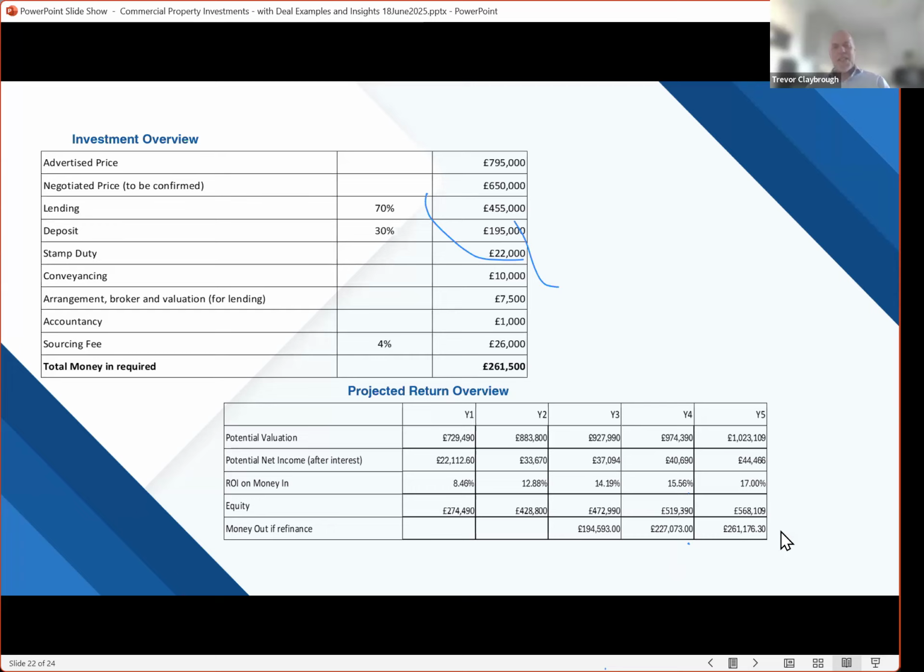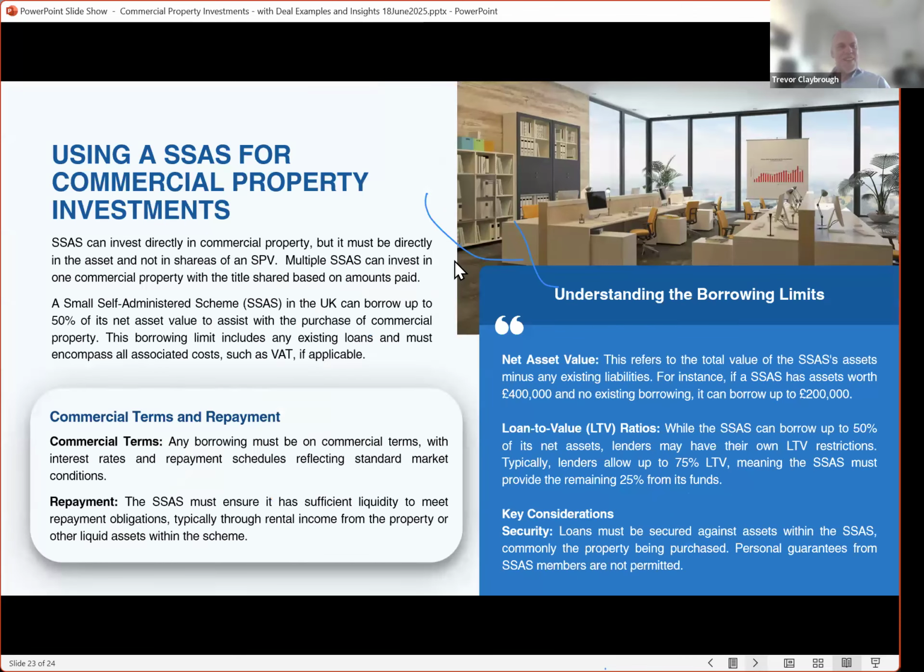In reality it's maybe not really safer, but it's more traditional, because it's 11 different tenants. It's close to a city centre. So we're looking at maximum 5 years to be able to get all the money out, and return on money in is obviously quite a healthy return. And this type of property, if we go to the last slide, is suitable for a SSAS investment.